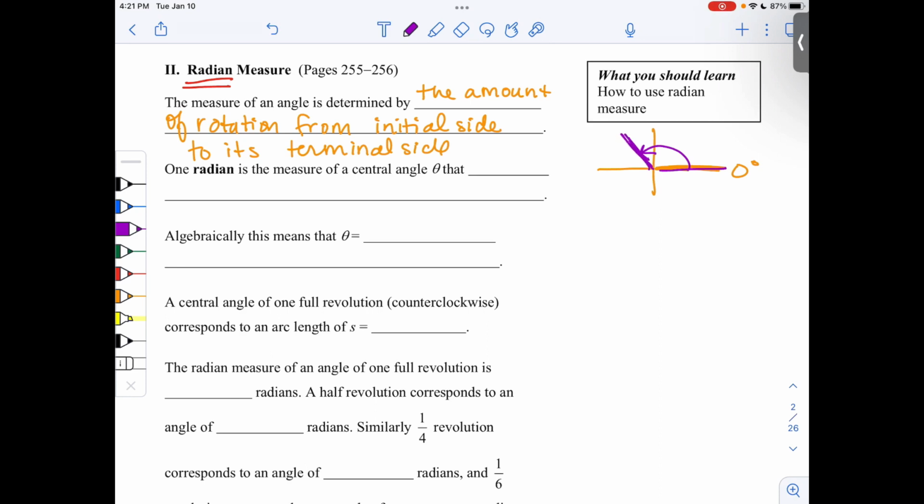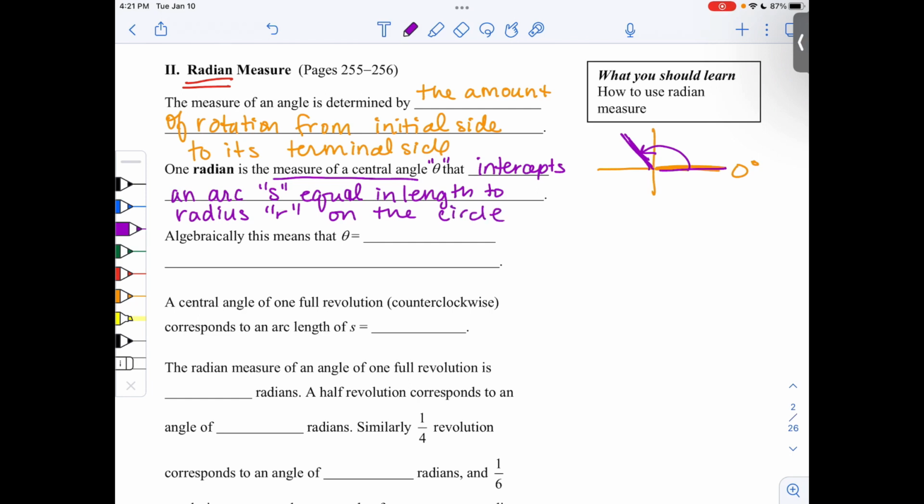1 radian is the measure of the single angle theta, which is a Greek letter we call theta, that intercepts an arc, which we usually call S, which is equal in length to a radius, which we know is R, on the circle. So for example, if this is my circle, that was not a good circle. Let me try a better one.